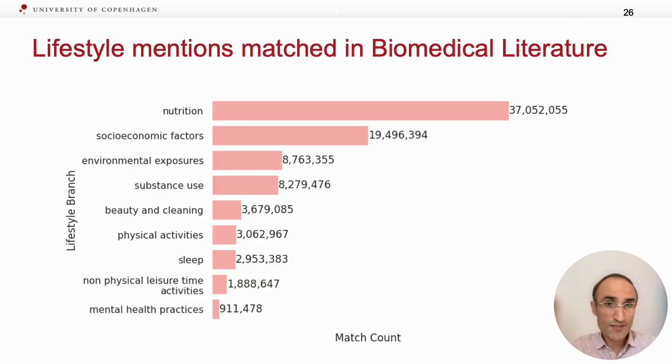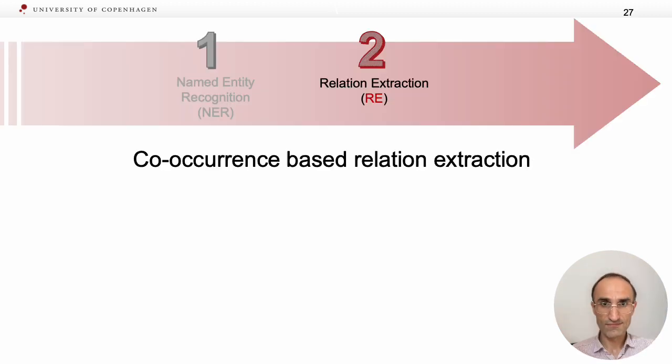Using our comprehensive lifestyle factor ontology, we were able to match millions of lifestyle-related mentions in the text, which is really awesome. And you can see the statistics categorized for different branches. Now we are ready to do relation extraction. And the first and straightforward approach to do the relation extraction is called co-occurrence-based relation extraction.